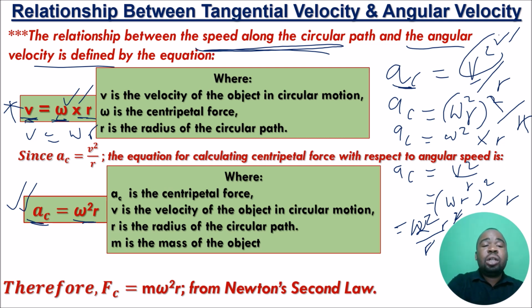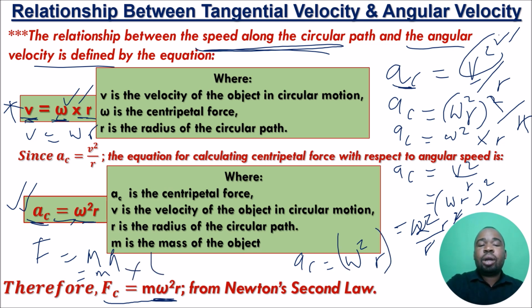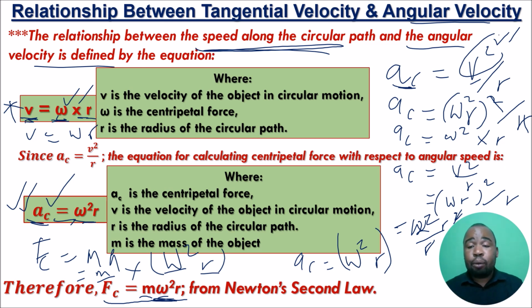Therefore, we can safely conclude that the centripetal force is m omega squared r from Newton's second law. If centripetal acceleration is omega squared r, like here, Newton said F is equal to ma. So we put m times, and we say our a is omega squared r, so we put omega squared r here. m times omega squared times r, it's m omega squared r. So it's very apparent from this position that we can calculate centripetal acceleration using angular speed. We can calculate centripetal force using angular speed. Let's quickly dive into that using an example.